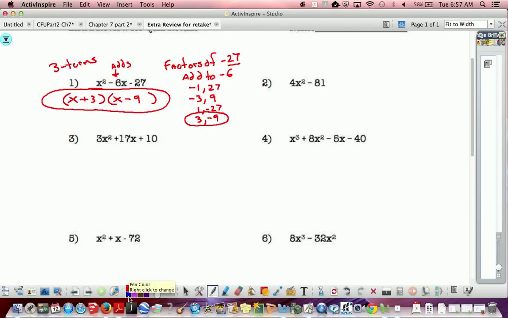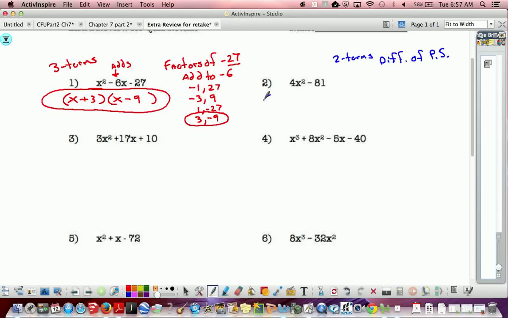All right, let's move along to number 2. Number 2, I'm thinking, all right, do I have a greatest common factor? 4 and 81, don't have any number in common. Here I only have 2 terms. Since I have no greatest common factor, look at these 2 values here. Perfect square, perfect square. So this is a difference of perfect squares.